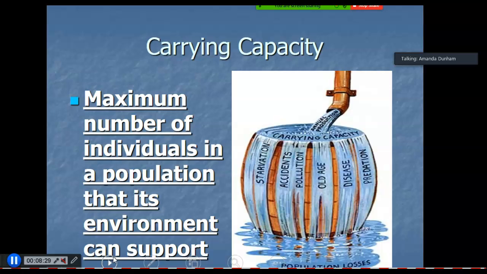Remember yesterday you guys looked at the definition of carrying capacity, and when you did, you saw that if we go above the maximum number of individuals an environment can support, it could actually degrade the environment or destroy the environment if we go above that carrying capacity.